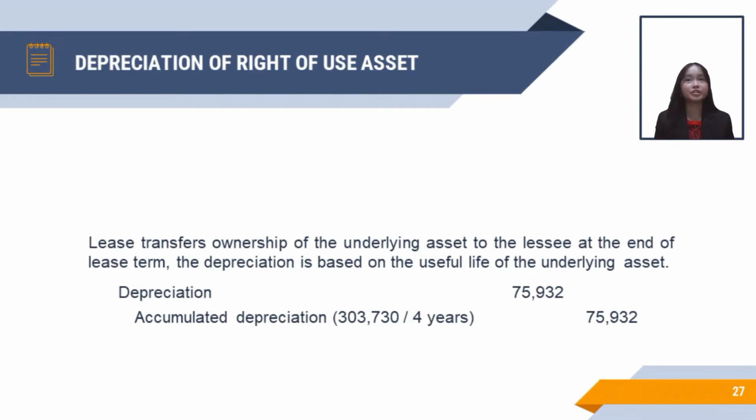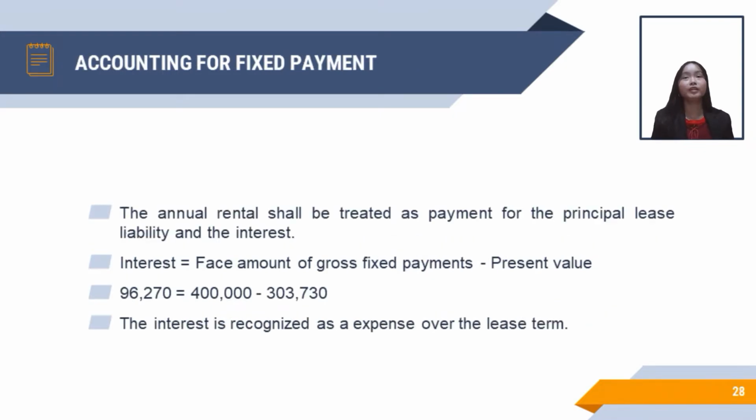And if the lease transfers ownership of the underlying asset to the lessee at the end of the lease term, the depreciation is based on the useful life of the underlying asset. Thus, to record the annual depreciation of the right-of-use asset, we will debit depreciation for 75,932 and credit accumulated depreciation for 75,932. Present value, which is 303,730, divided by 4 years, is 75,932.